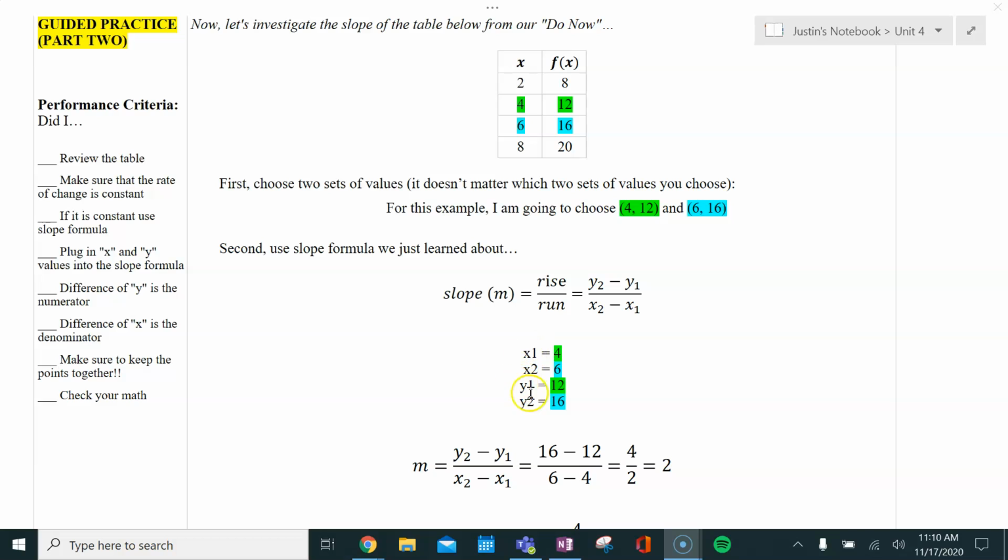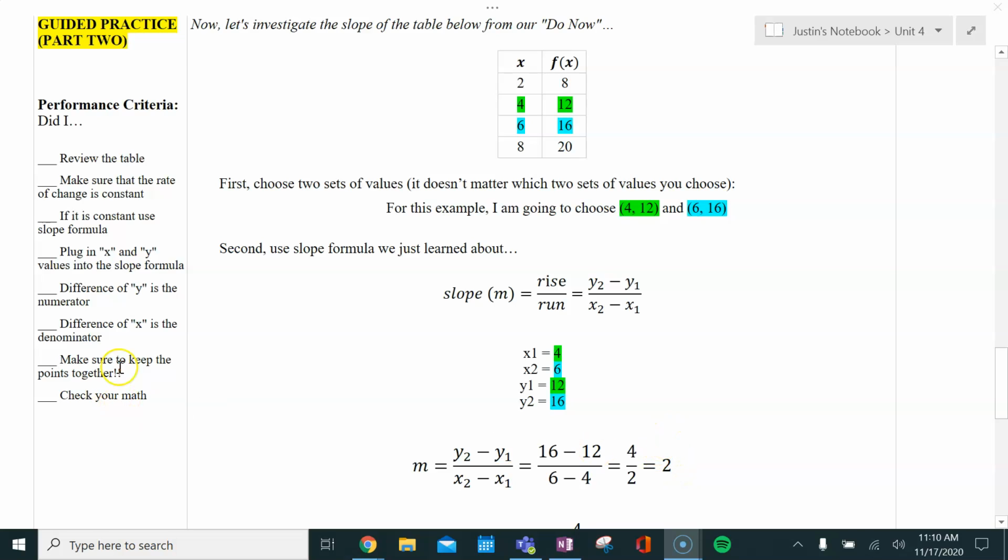If you look up top, you notice that our y2 is 16 minus our y1, which is 12, which gives you a value of 4. 16 minus 12 is 4. And then our denominator is x2 of 6 minus 4, which is our x1, because it's x2 minus x1, which gives us a value of 2. And when we simplify this, 4 divided by 2, we get the value that is equal to 2, which states that our slope is 2.